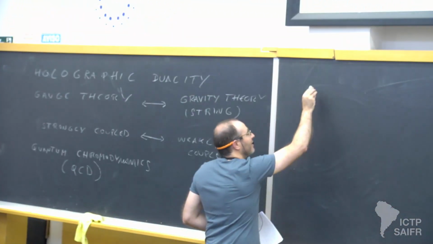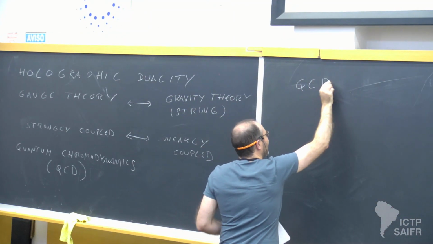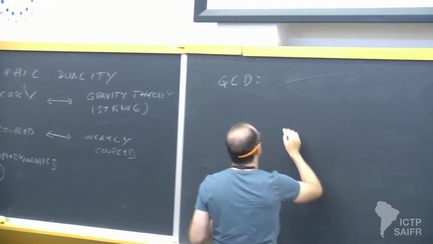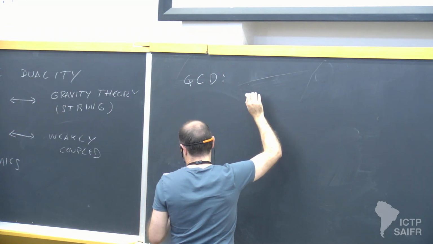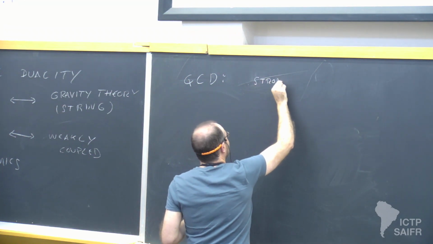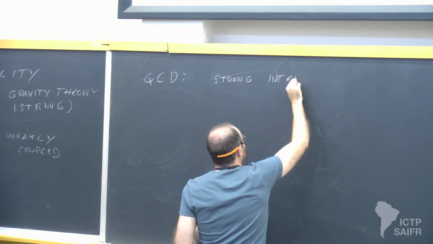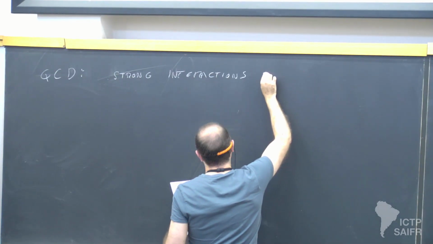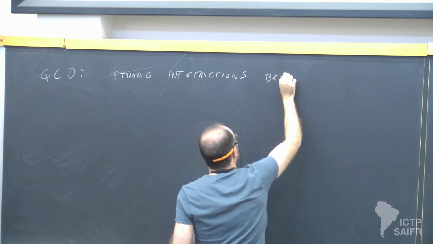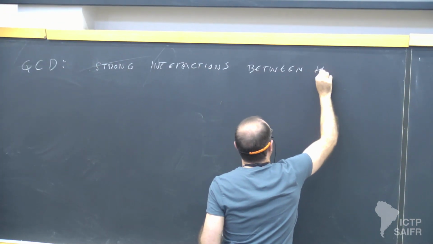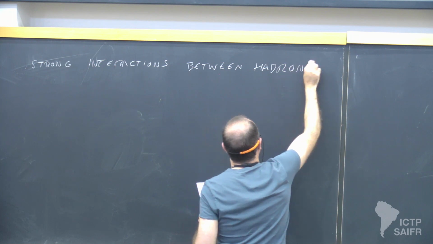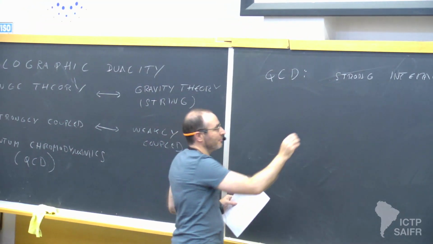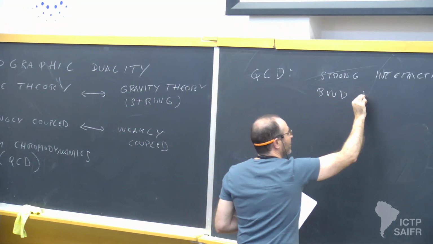Let's say a few things about QCD. This is the theory behind the strong interactions between hadrons that we can observe in experiments, and that bind the protons and neutrons in nuclei.